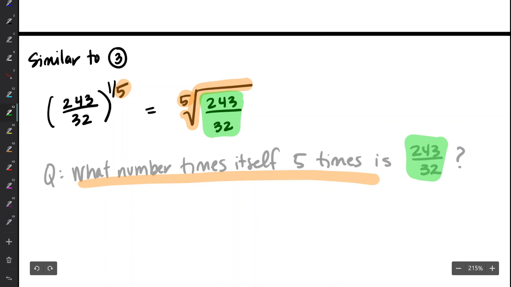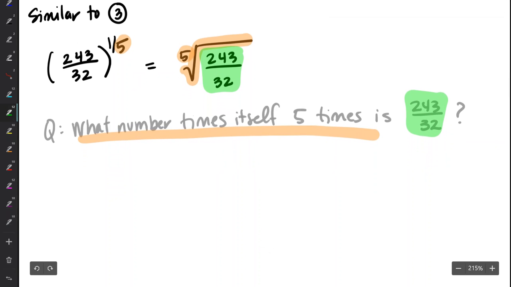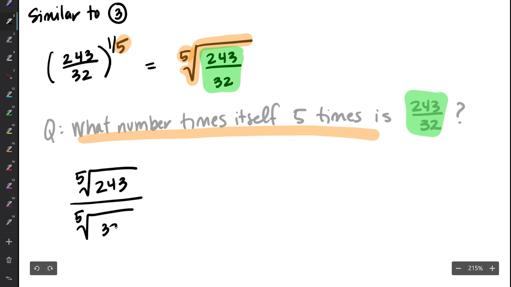Right? And if you don't know perfect powers of 5, that's understandable. One thing that can simplify our thinking here is because we've got division, I can actually compartmentalize my thinking and consider the fifth root of 243, and then consider the fifth root of 32. Consider those two separately.